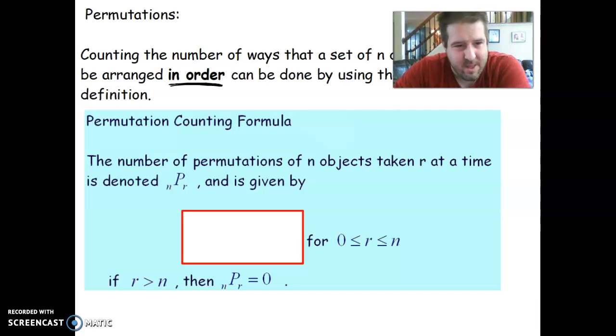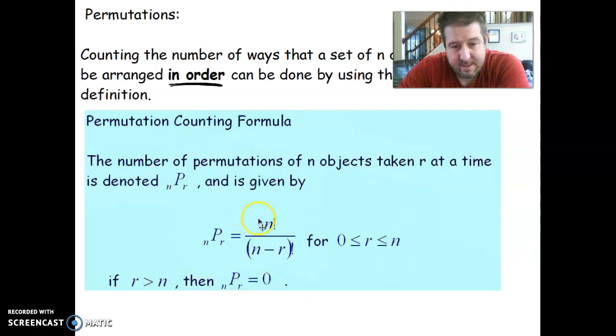I don't know why. The number of permutations of n objects taken r at a time is denoted nPr, as given by this notation, which is n factorial divided by n minus r factorial.